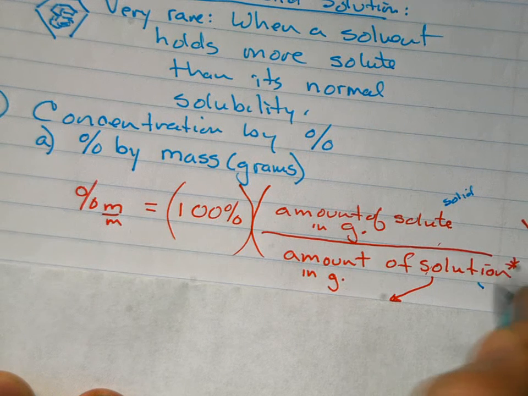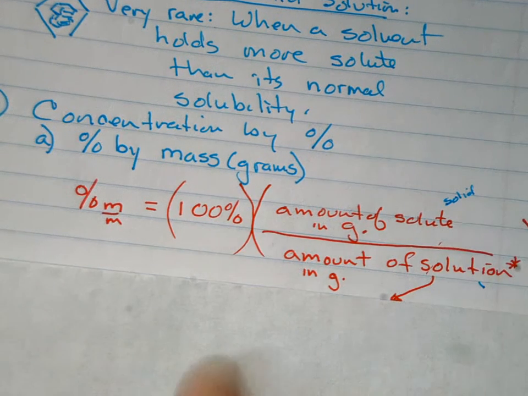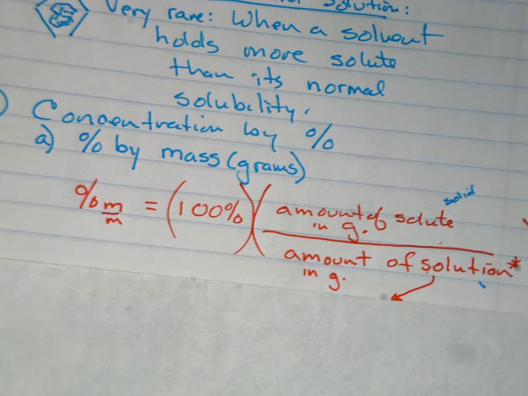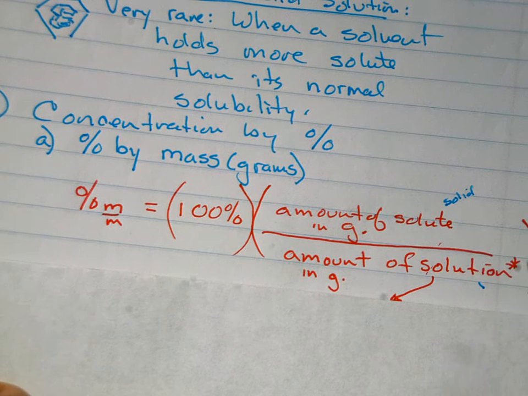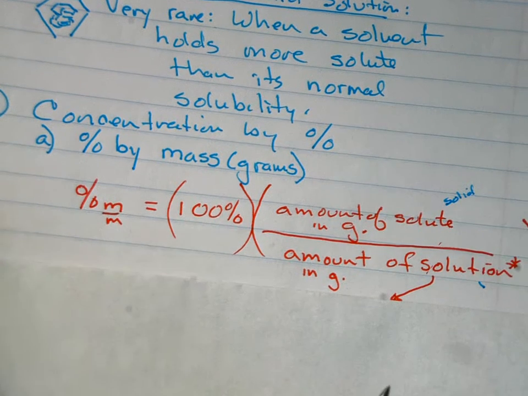Solution is going to be the mixture of the solid and the liquid, the solvent and the solute. But we've got to define solution. That's why I put this little star. And depending upon how the questions are worded, you need to be careful with that.